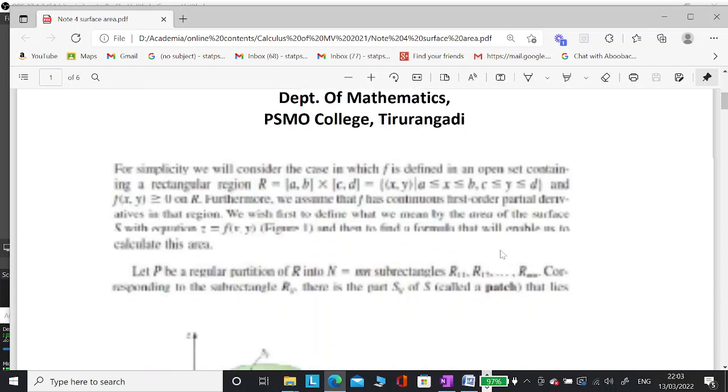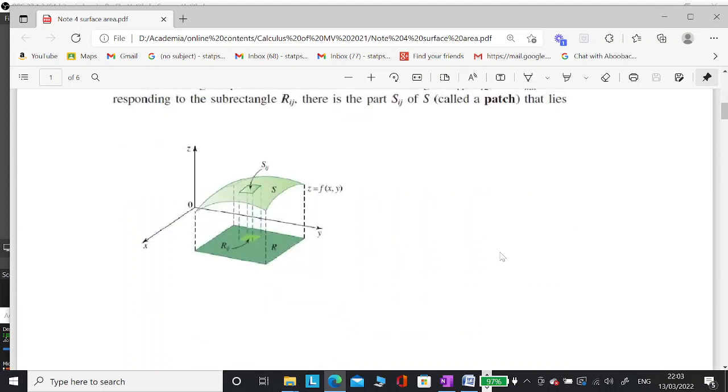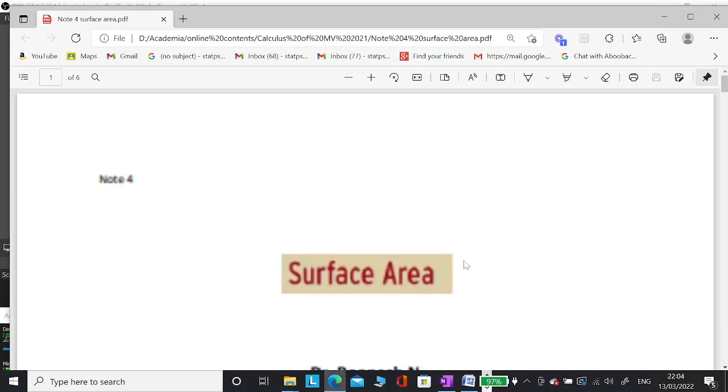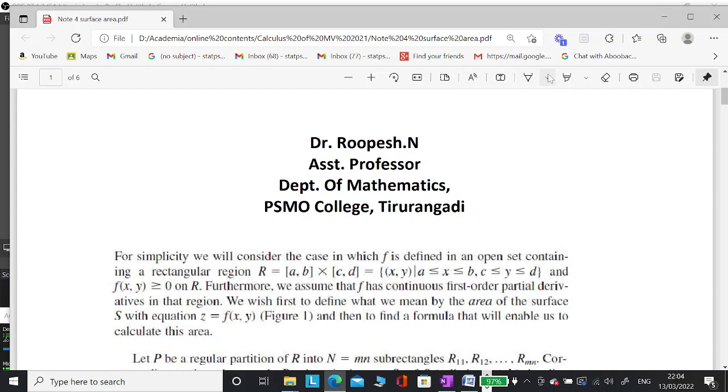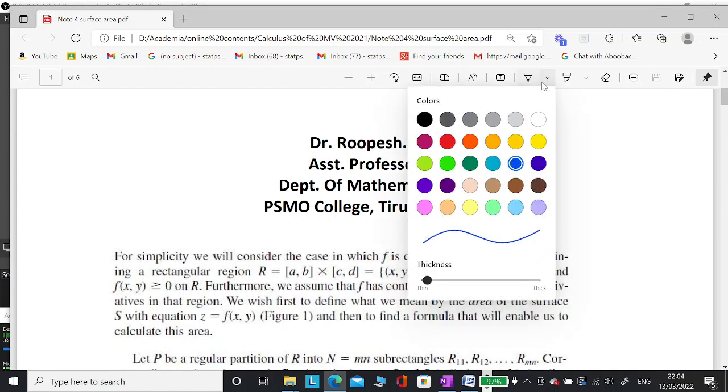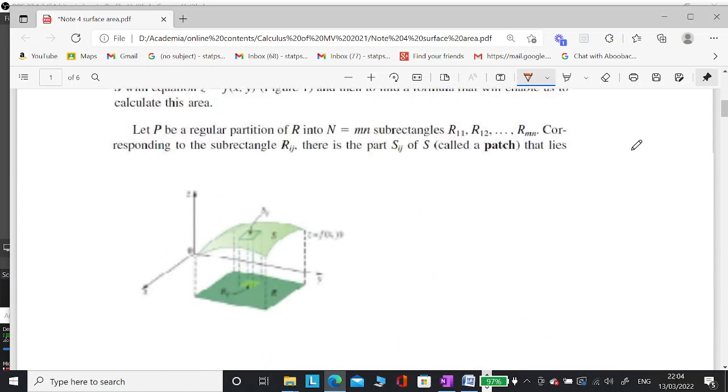Today the topic is surface area. Our question is, we come across this diagram many times. We have a solid whose surface equation is given by z equal to f of x y, and we want to find the surface area of that solid. This surface is given, and we want to measure this area. Now, how to measure it?